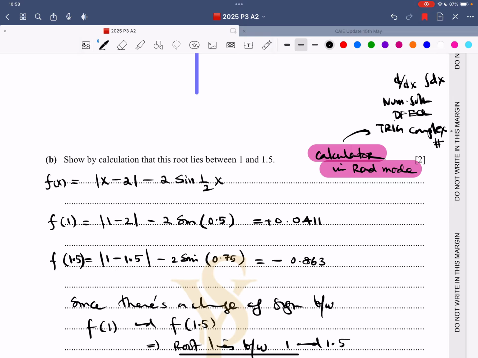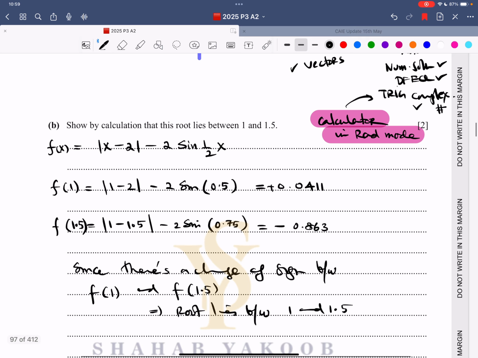And then which other chapter? Yes, of course, in trigonometry they can ask this. They can ask about this in vectors. And 1, 2, 3, 4, 5, 6 and 7, so all these chapters you have to use this thing. So calculator in radian mode, angle in radians. So basically these two things, they are in radians, 1 and 1.5.